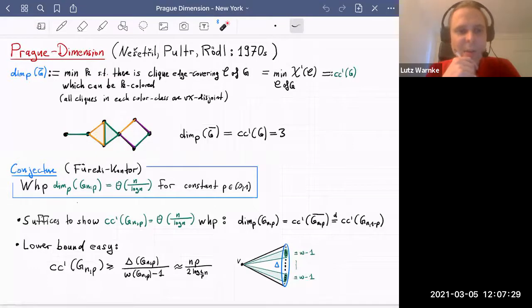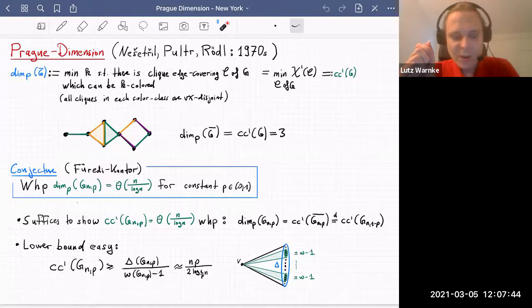And so one way to get an upper bound here on the Prague dimension is, okay, so we first put down a clique edge covering. So this is what I prepared here. So we have here these triangles and edges. The first thing to notice for the Prague dimension is that we can use cliques of different sizes, right? So here we use an edge, here we use a triangle, so that's okay. And also what you see here is that we don't insist that all these cliques are edge disjoint, right? So here they can overlap in one edge. So that's also fine.